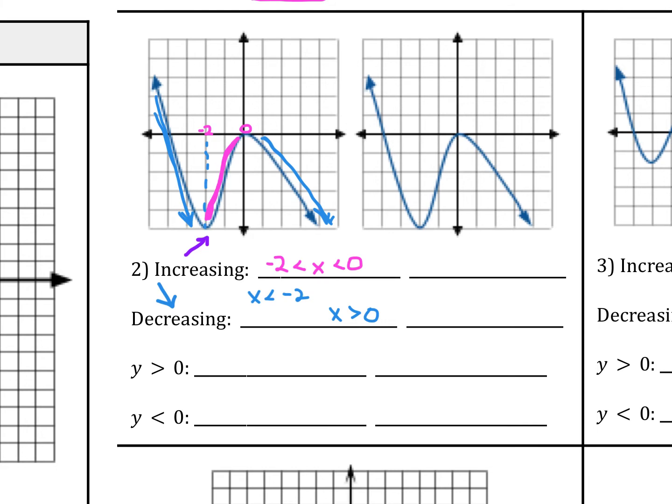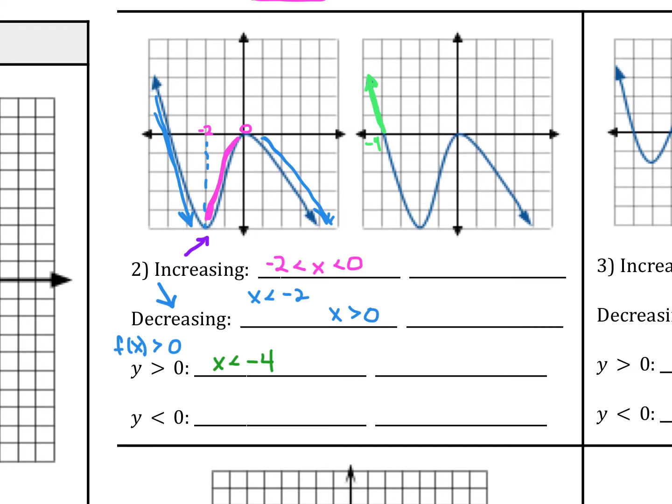So now let's look at when y, or f of x, is greater than 0. And we're going to look at that in our other graph. So y is greater than 0 is here when it's above the x-axis. So that x value is -4. So we can say that the graph is greater than 0 when x is less than -4. Okay, x is less than -4.